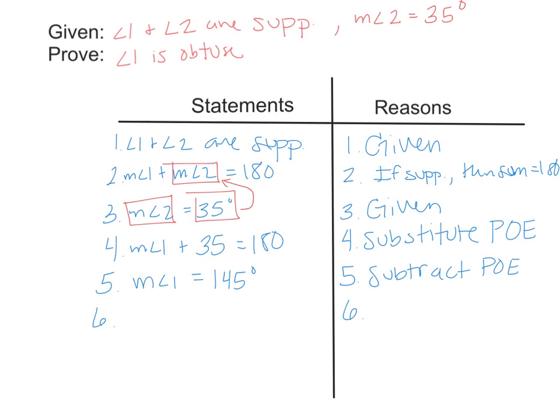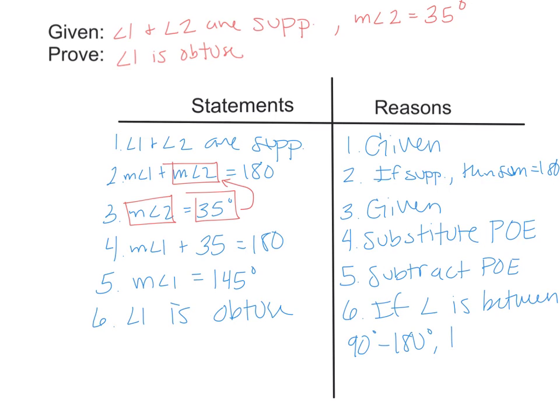And then we want angle 1 is obtuse. Well, I have 145 degrees, so that means that it is obtuse, because if an angle is between 90 and 180, then it is obtuse. And I'm done. So those are 4 different types of proofs. Algebra, and then 3 different geometry proofs. There's a lot more in my notes. There's a lot more on your homework. But here's a good start.